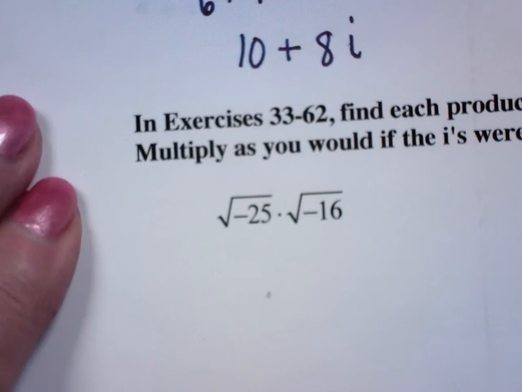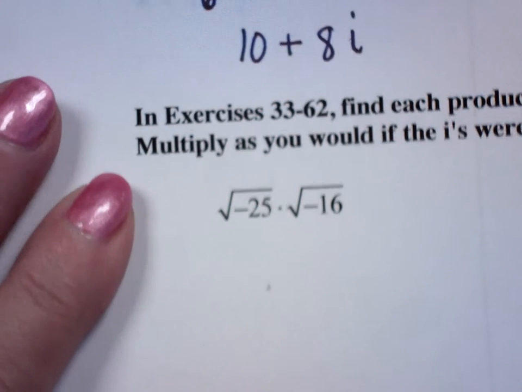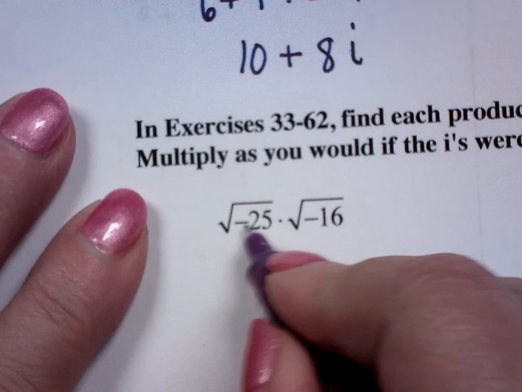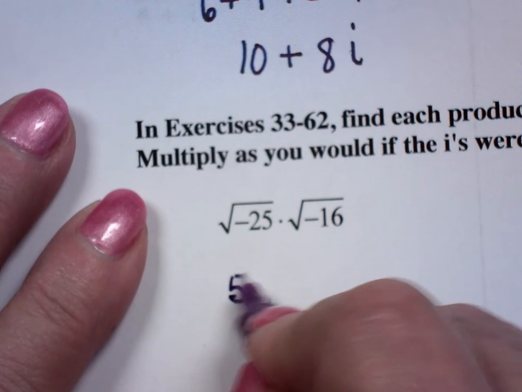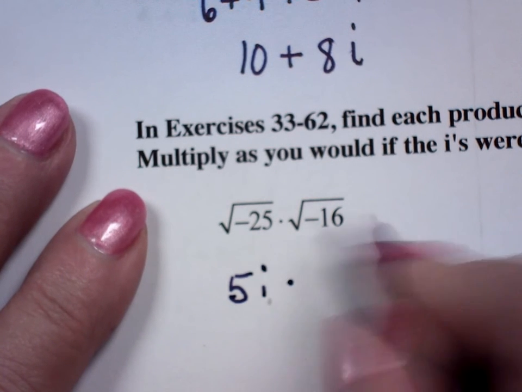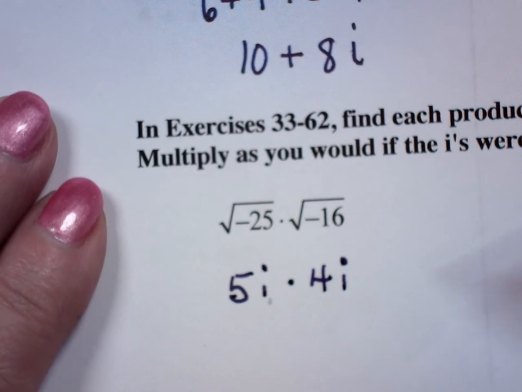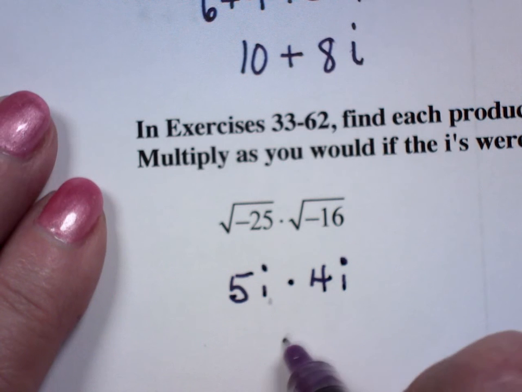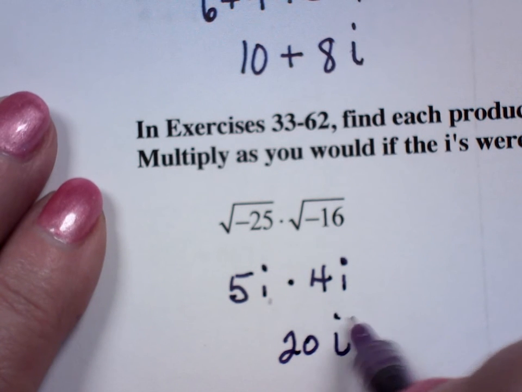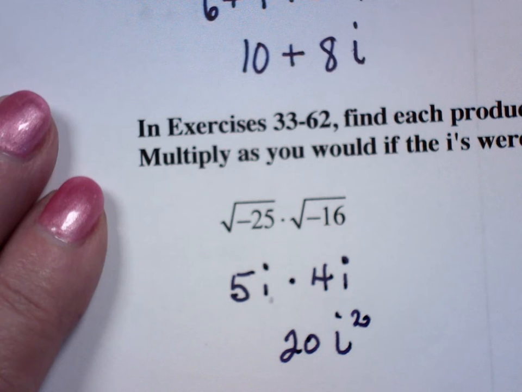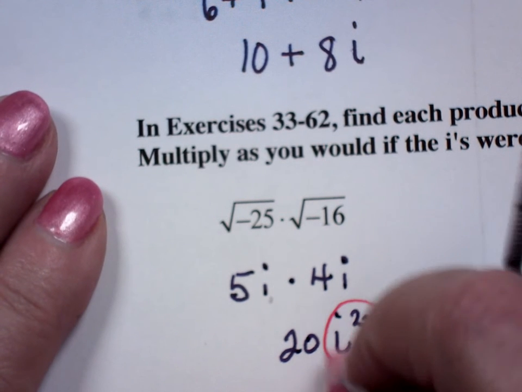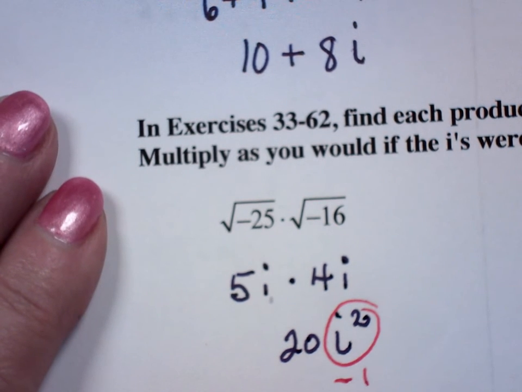Now the multiply, unfortunately, you have to simplify first, then find the product. Negative 25 is 5i, times negative 16 is 4i. And 5i times 4i is 20i squared. And what did I tell you about i squared? It's negative 1. The only thing you have to remember. So 20 times negative 1 is negative 20.